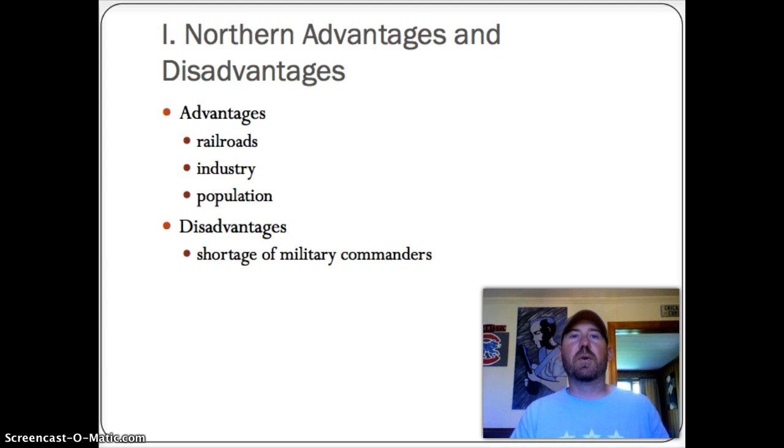Now, as we move into the war, the advantages and disadvantages for the North consist of the following. As far as the advantages, number one, they have an infrastructure already in place to be able to fight a war. In other words, they have railroads. They can get stuff from one place to another. They also have a lot of industry comparatively to the South, so they can produce goods for the war, like weapons, like uniforms, like all the things that an army needs to be able to fight a war, and also a population they can draw from for their soldiers. As far as their disadvantages go, really the main one is that there's a shortage of capable military commanders at the beginning, and that's mainly because they're concentrated in the South.